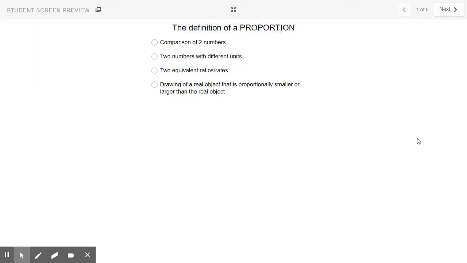This is the answers to day 2 of module 7.2 proportion. So the definition of a proportion: two equivalent ratios or rates.